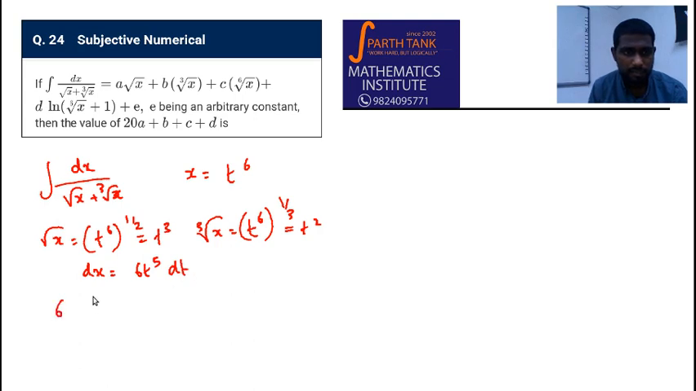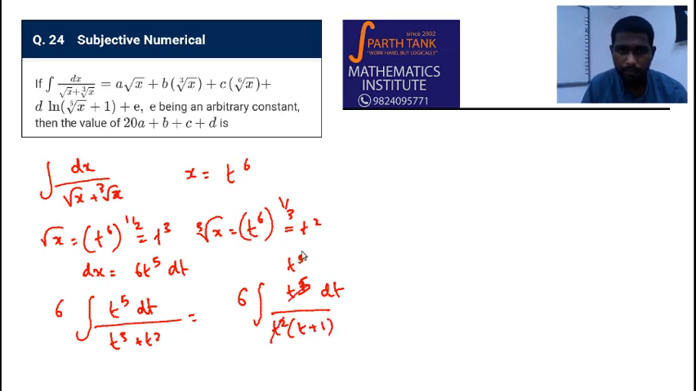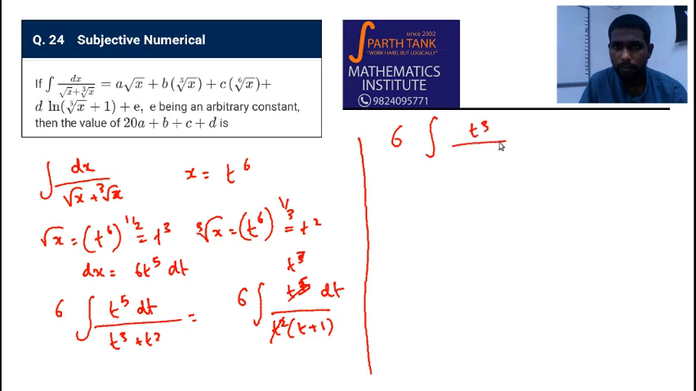So this integral becomes 6 into t power 5 dt upon t cube plus t squared. Now if I take a t squared and cancel it with the numerator, that is t squared here, this becomes t plus 1. This reduces to t cube. So this integral is 6 times t cube upon t plus 1 dt. So divide t cube by t plus 1. I do synthetic division as always.